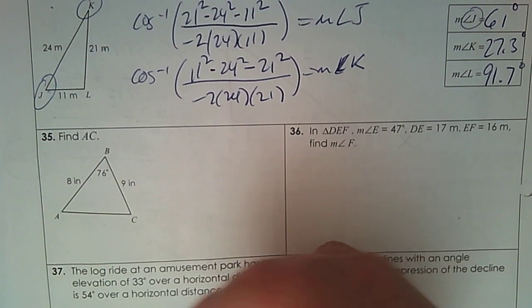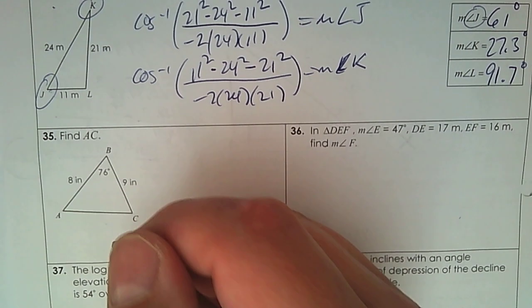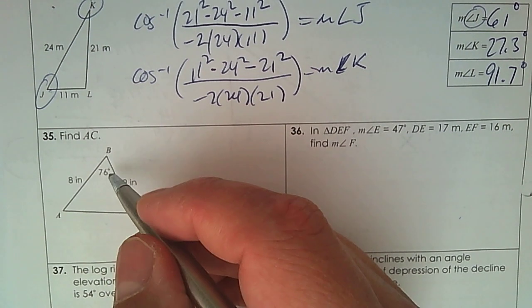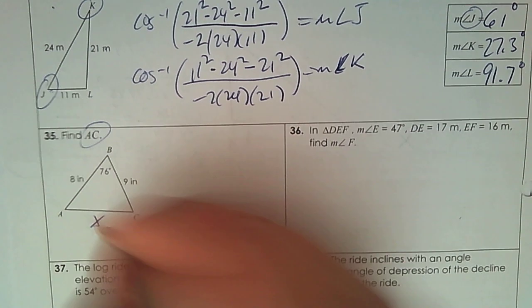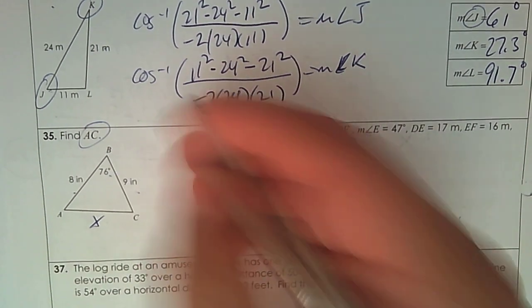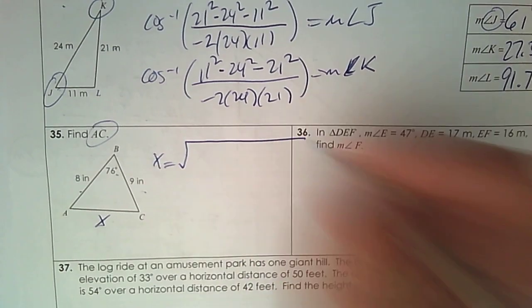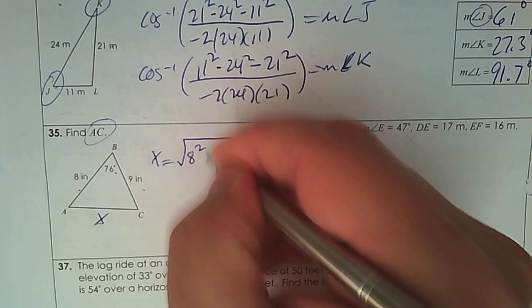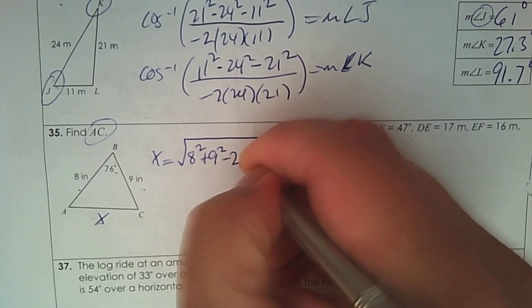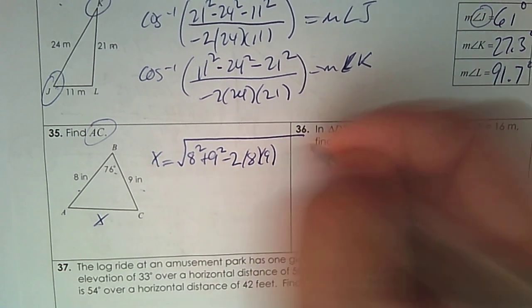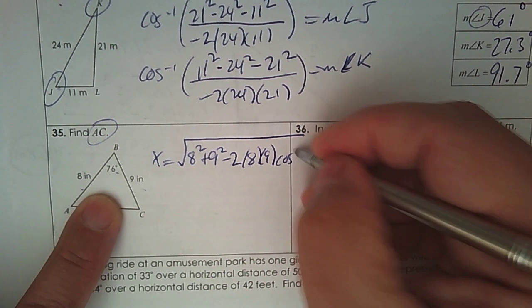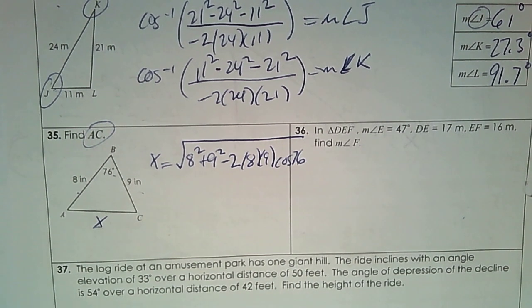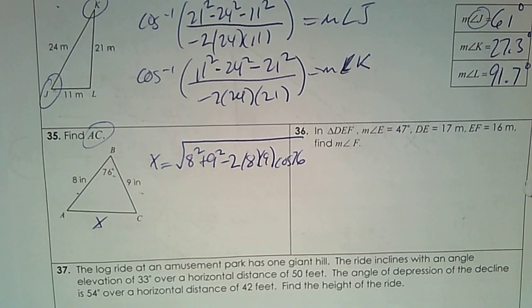All right, for this one, we're not asked to solve everything, just to find one thing in particular. So in this case, I just need to find AC. So I'll put x there. Notice it's side angle side, so it is the law of cosines. So we're going to start with a big square root sign. Pick a side, that's 8. Pick another side, that's 9. Subtract 2 is part of the formula, 8 times 9, and then the cosine of the angle in between them, which is 76. So start with the square root sign.